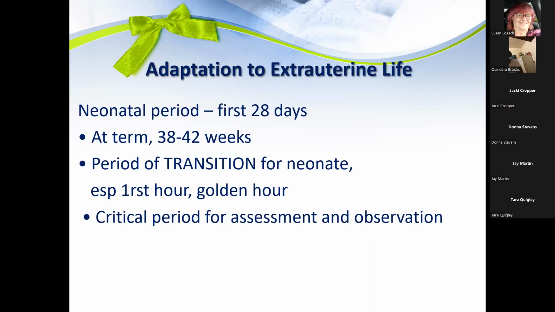So that first hour is that golden hour of life. That's when that baby is transitioning from intrauterine to extrauterine, and it's a dramatic, critical time for that baby. The baby's considered at term between 38 and 42 weeks. Successful transition would require an increase in blood flow to the lungs, removal of the placenta, closure of the foramen ovale, the ductus venosus, and the ductus arteriosus.